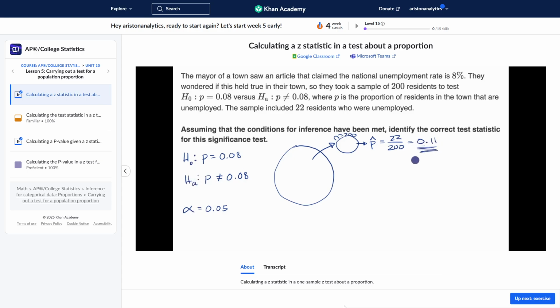But how do you figure out this probability? Well, one way to think about it is we could say how many standard deviations away from the true proportion, the assumed proportion, is it? And then we could say what's the probability of getting that many standard deviations or further from the true proportion? We could use a z-table to do that. And so what we want to do is figure out the number of standard deviations.